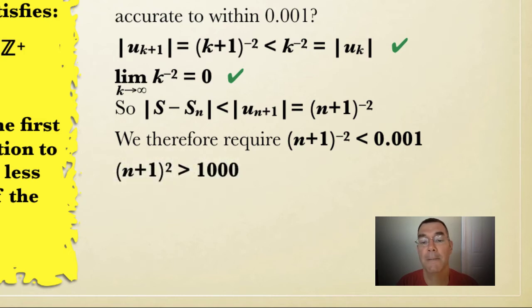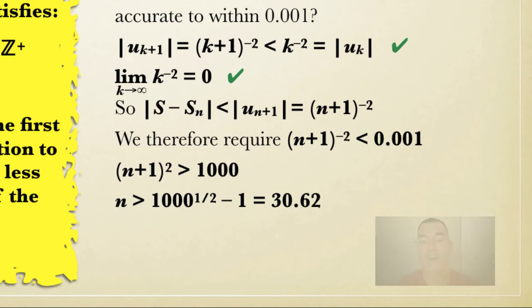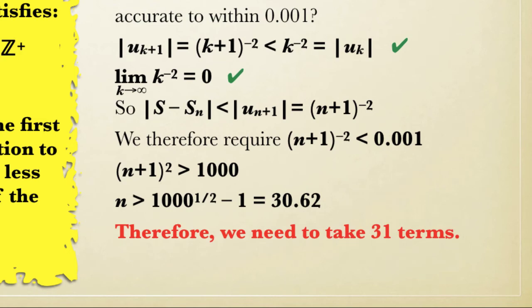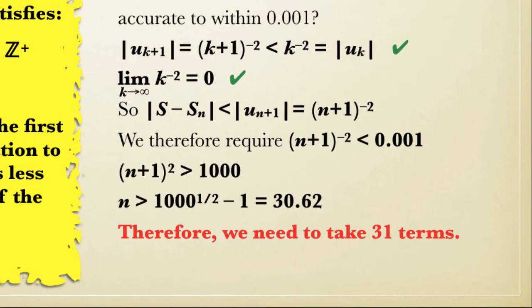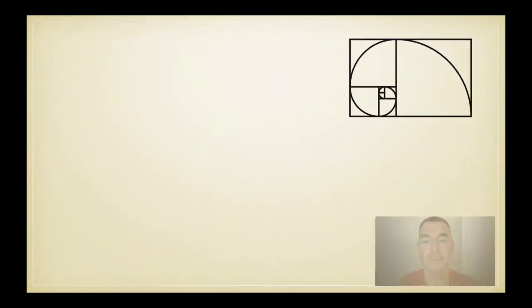So if I flip both of those fractions upside down, (n+1)^(-2) will become (n+1)^2, and 1/1000th will just become 1000. Then I square root that, and I subtract 1, and I get that n would have to equal 30.62. So basically, I need to go up to 30.62 terms. There is no 30.62 term, so I have to go to 31 terms in order for the partial sum to be within 1/1000th of the actual infinite sum.